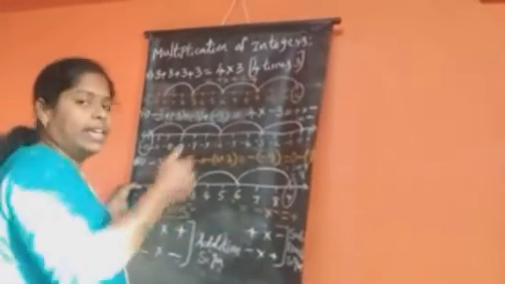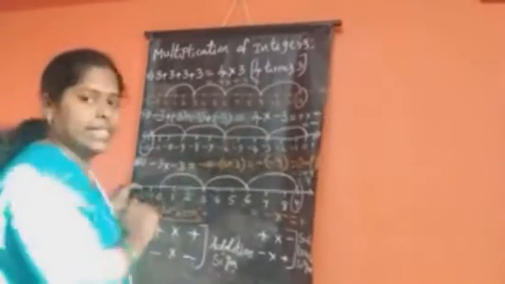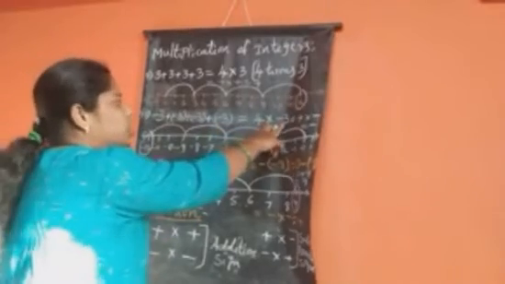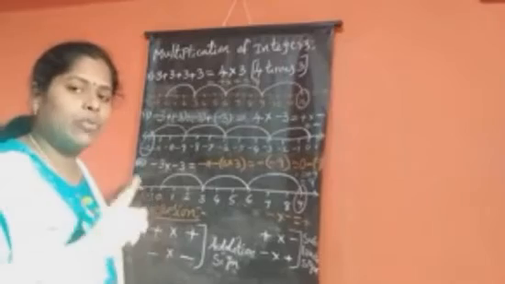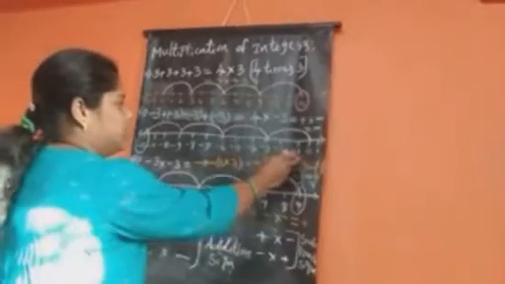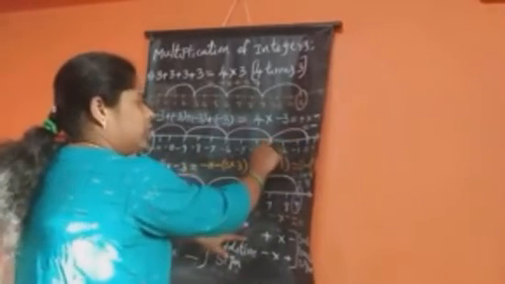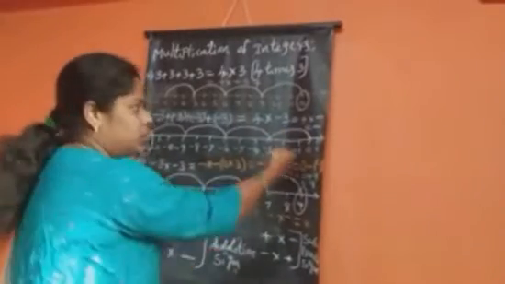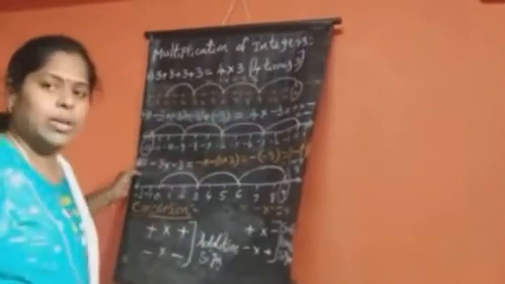How many jumps we take and in how many steps, this number tells us. So we have to take 4 jumps, each of three steps. That means at a time we have to jump 3 numbers. So 0 to minus 3 means 1, 2, 3. It will become 1 jump. We take left side jumps from 0. So 1, 2, 3, 4. So minus 12 is the answer.